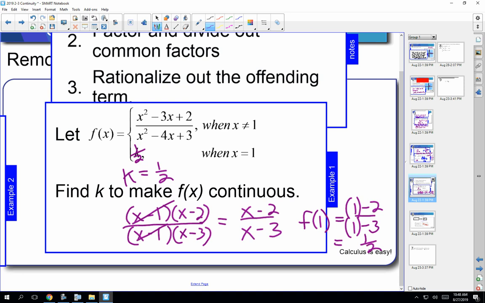So all that you have to do to make a function that is not continuous because of a hole continuous is simplify it and plug in the value at which it's undefined. And then label that y value as part of your piecewise function. So I'm going to ask you to do that in the assignment as well.